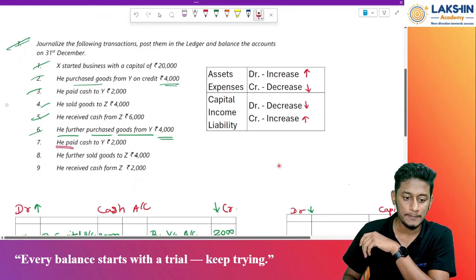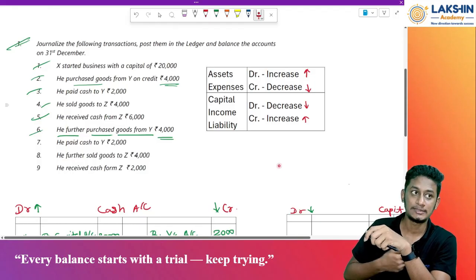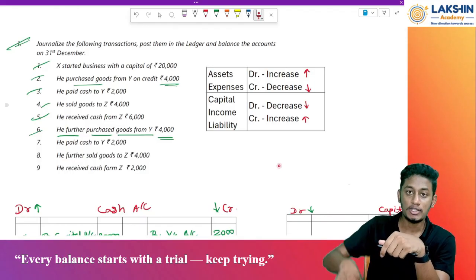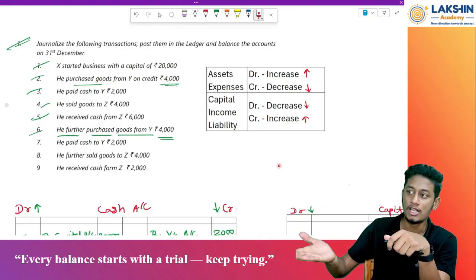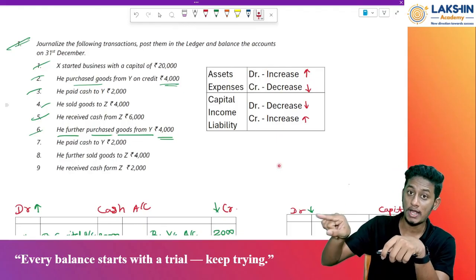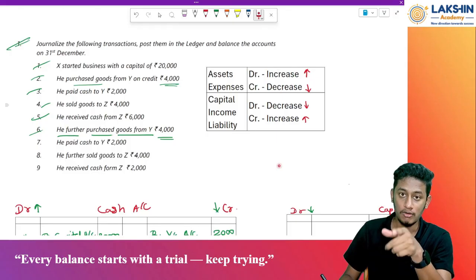Then going ahead. Now he paid cash to Y for rupees 2,000. Mr. X has paid cash to Y, right? So because of this, what will happen? I have paid cash, so cash is going out of the business and the cash balance is reducing. To whom is it paid? To Y. I have purchased goods, right? He was my debtor before.